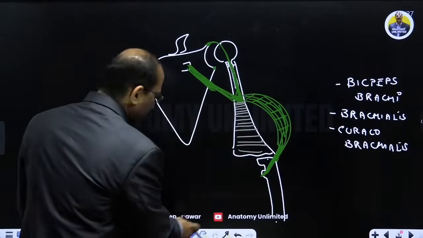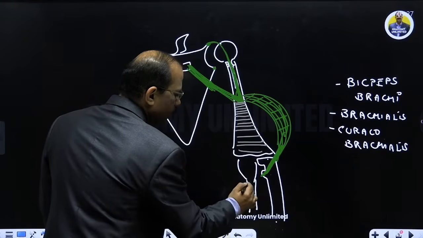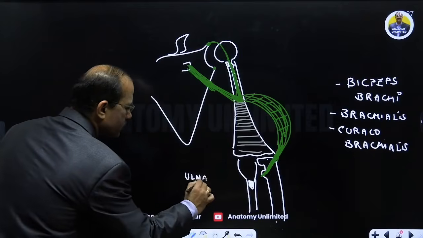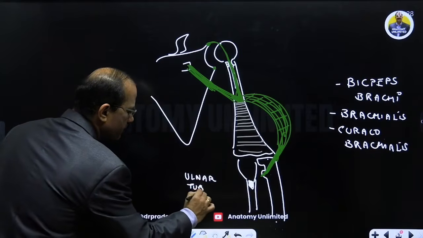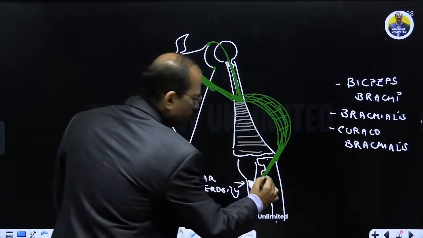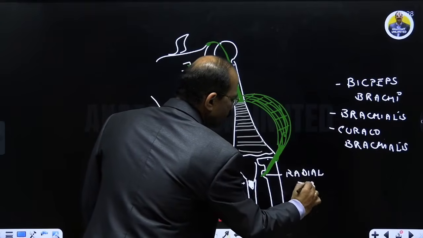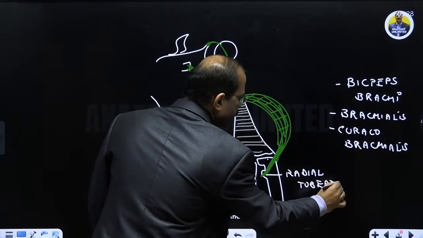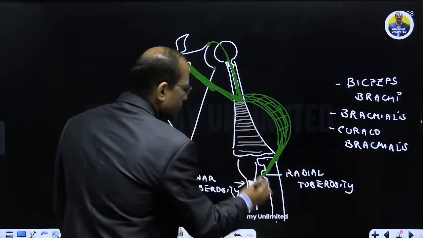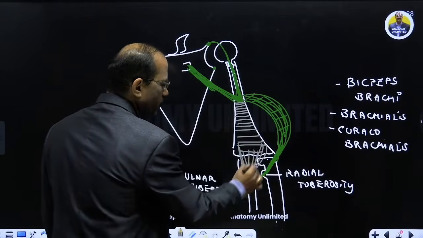Now this brachialis, उसका insertion कहाँ पे होगा? That's the ulna. That's the ulnar tuberosity. What was this? Radial tuberosity. That's the radial tuberosity. That's the ulnar tuberosity. So brachialis का insertion is on the ulnar tuberosity.